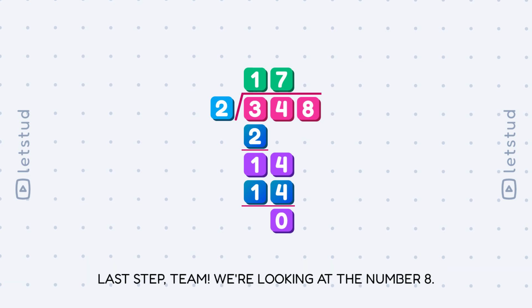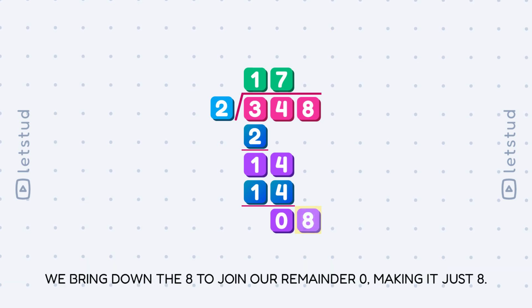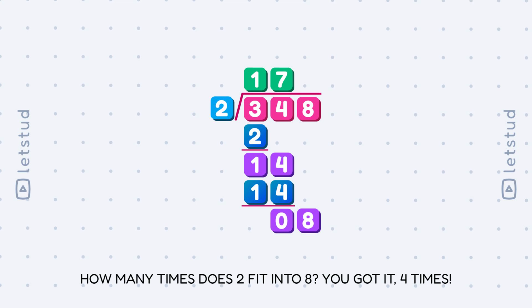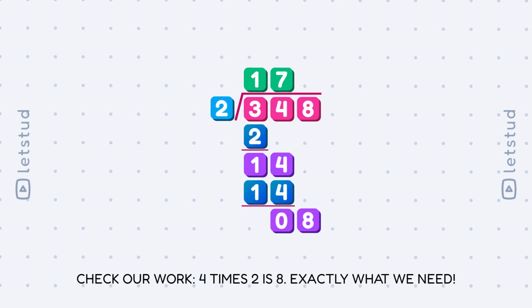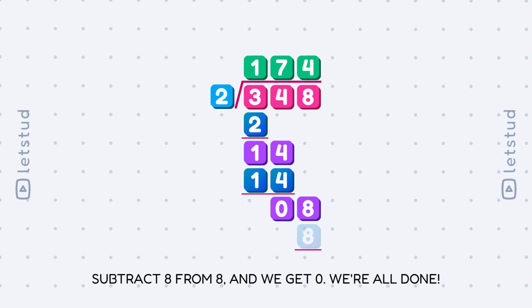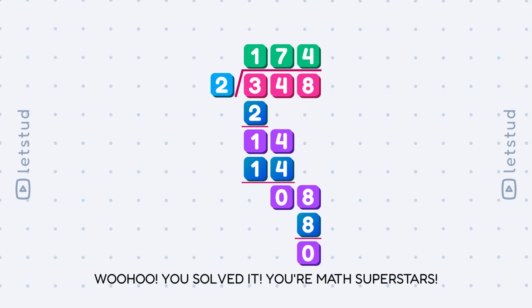Last step team, we're looking at the number 8. We bring down the 8 to join our remainder 0, making it just 8. How many times does 2 fit into 8? You got it, 4 times. Check our work, 4 times 2 is 8, exactly what we need. Subtract 8 from 8 and we get 0. We're all done. Woohoo, you solved it, you're math superstars.